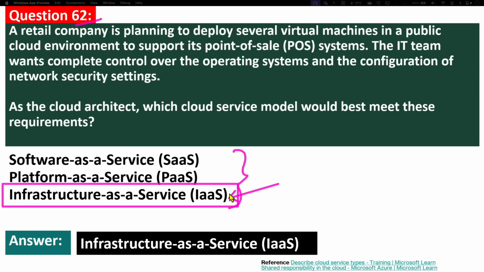IaaS is a cloud computing model that provides virtualized computing resources over the internet. Imagine you need a computer server to run your application, store data, or host a website. Traditionally, you would have to buy physical hardware, set it up, and maintain it. With IaaS, you don't need to do any of that.